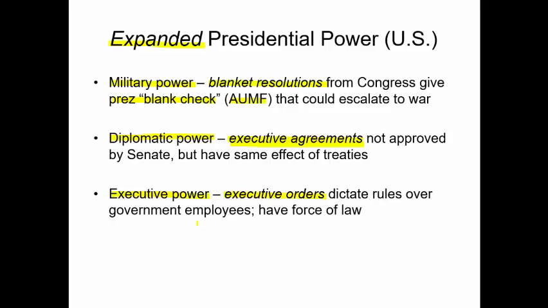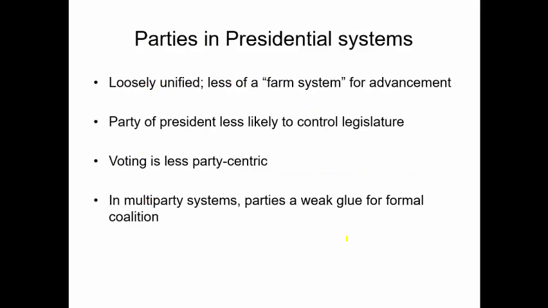So the president could be questioned as perhaps overusing power with an executive order, and sometimes they do go to the Supreme Court, and they sometimes have been shot down. But they do have the force of law, particularly with the executive branch employees. So that gives a little bit more power to the president. So these explain some of the expanded powers of the president.